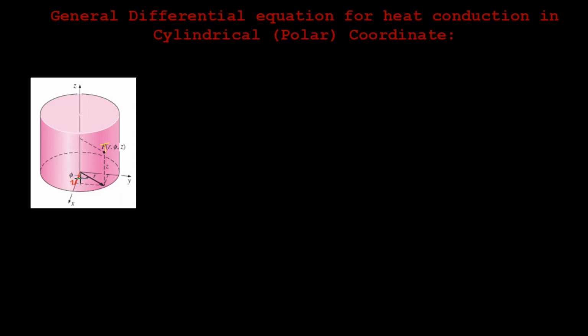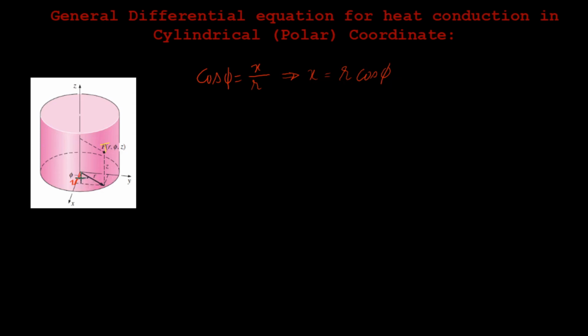So x is the adjacent side for this right angle triangle. So I can write cos phi will be equal to adjacent, that is x, divided by hypotenuse, that is r. Or I can write x is equal to r cos phi. Now I know that in the Cartesian coordinate system, the equivalent of x is r cos phi.